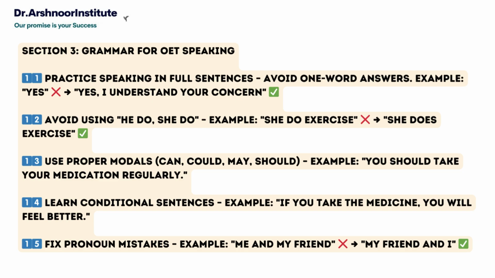15th, fix pronoun mistakes. The most common is me and my friend. Instead of that, you should say my friend and I. Don't use me, because me is a personal pronoun and it is not correct here. It should be my friend and I.